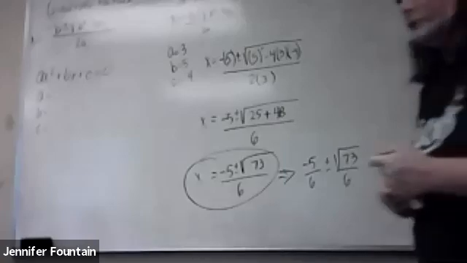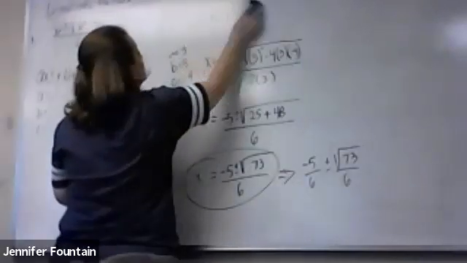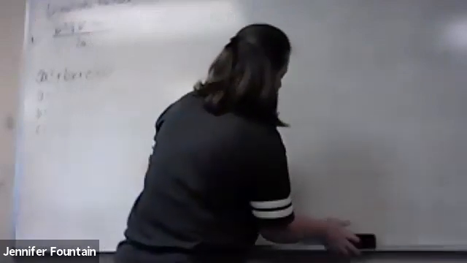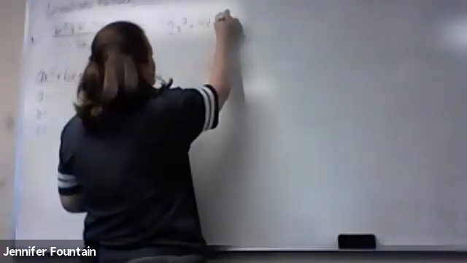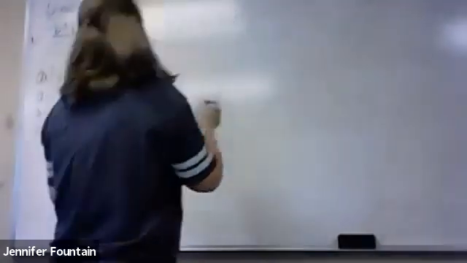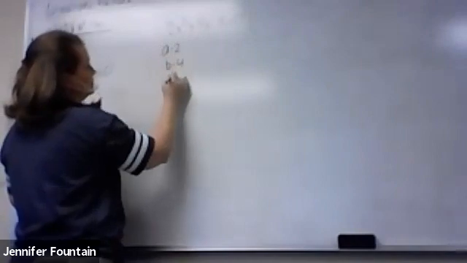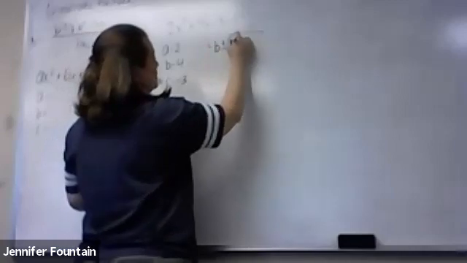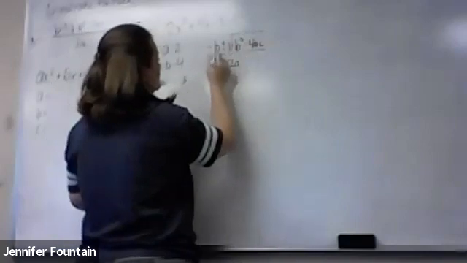All right, let's go ahead and look at the next one. 2x squared plus 4x minus 3 equals 0. What is A? 2. B? 4. C? Negative 3. Okay, so I have negative B plus or minus the square root of B squared minus 4AC all over 2A.